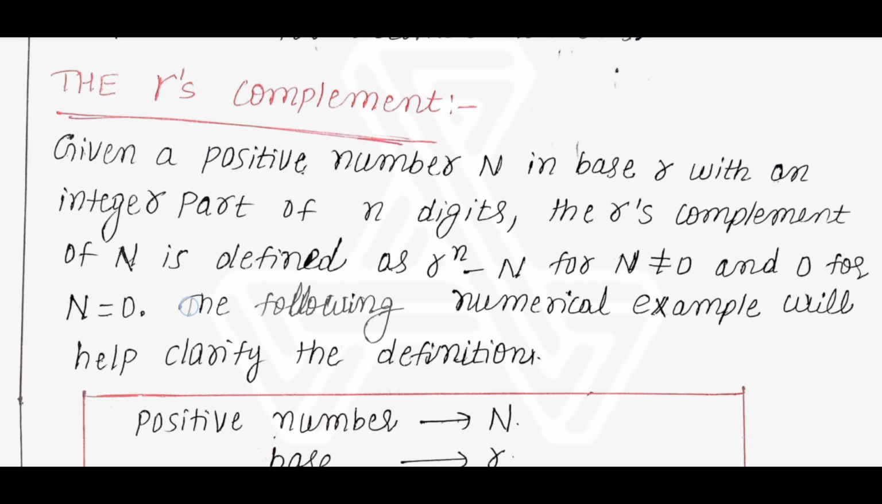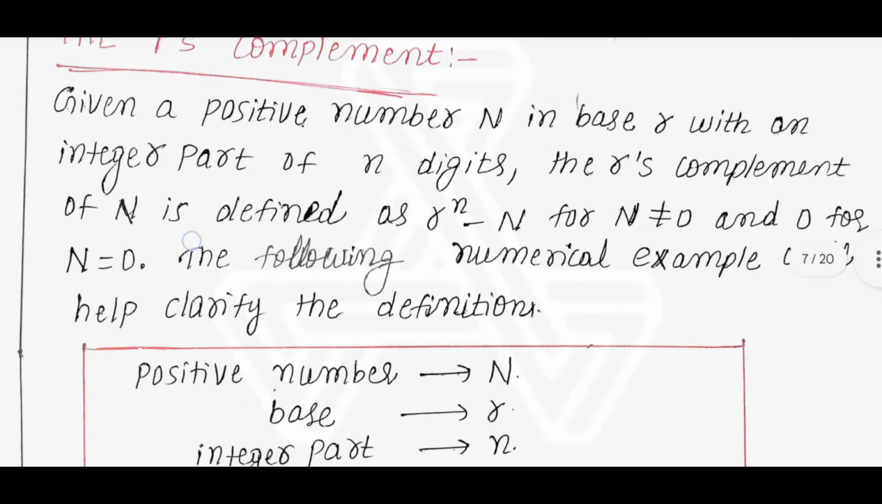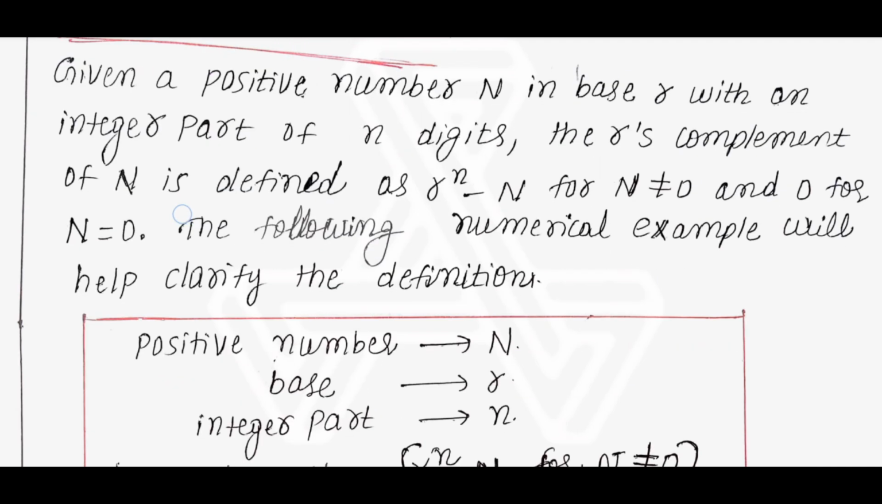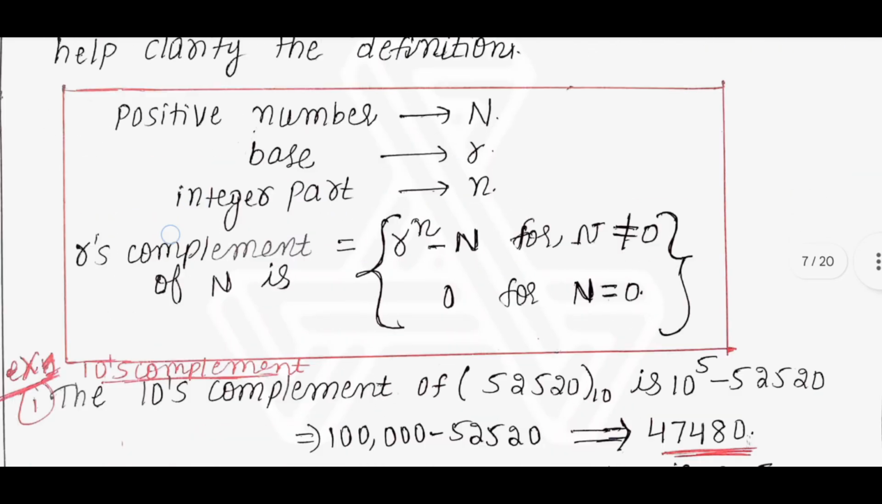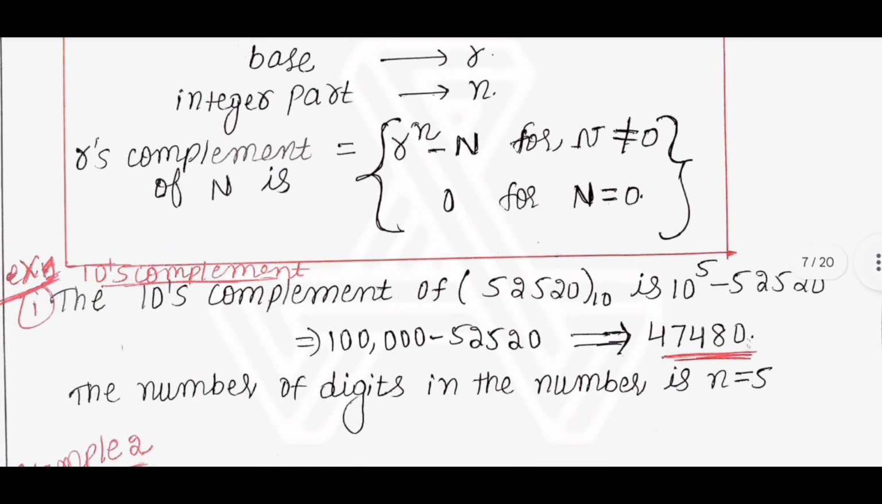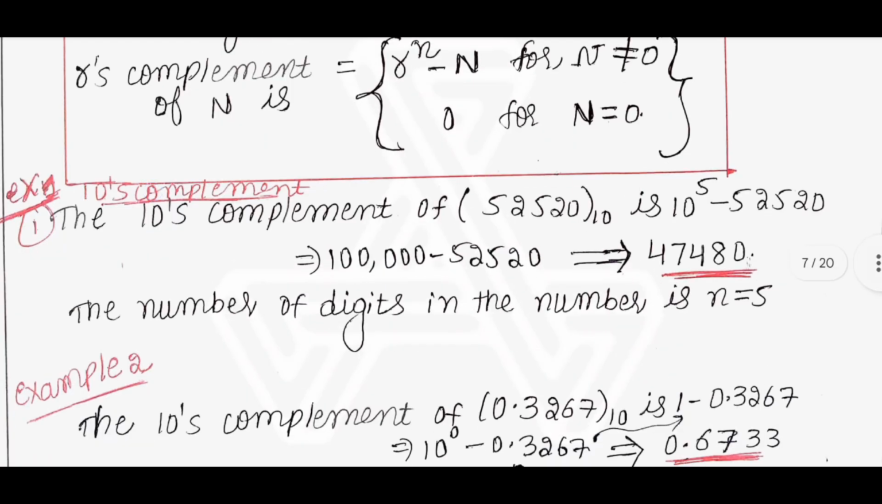For a positive number n, the integer part is n digits, so the complement is r power n minus n. Now the 10's complement of 52520: r is 10, and the integer part has 5 digits, so it is 10 power 5 minus 52520. We will be getting this.